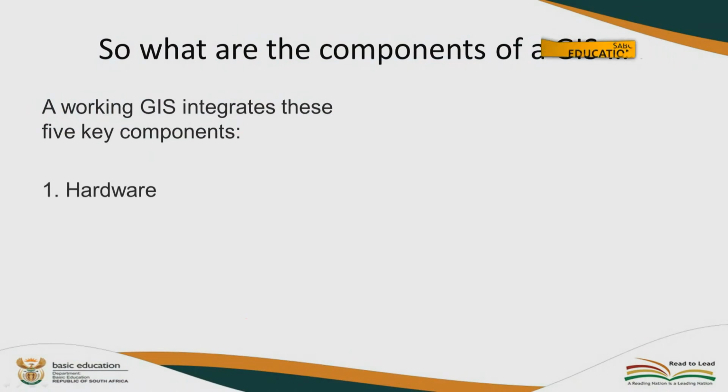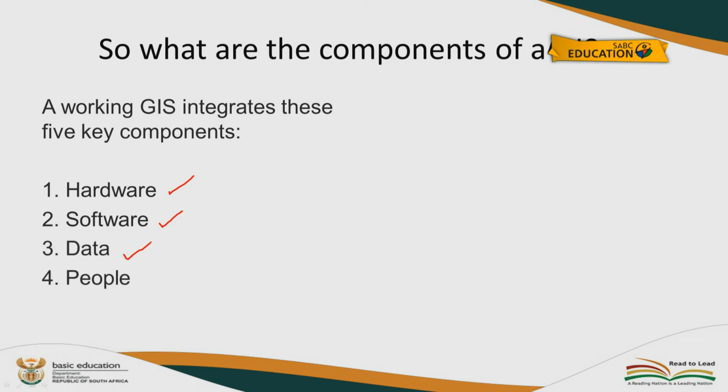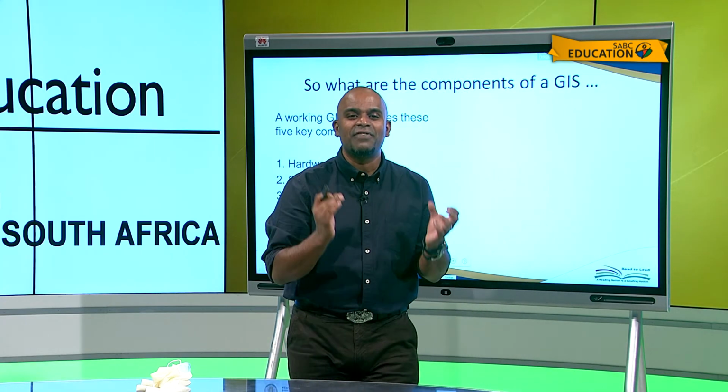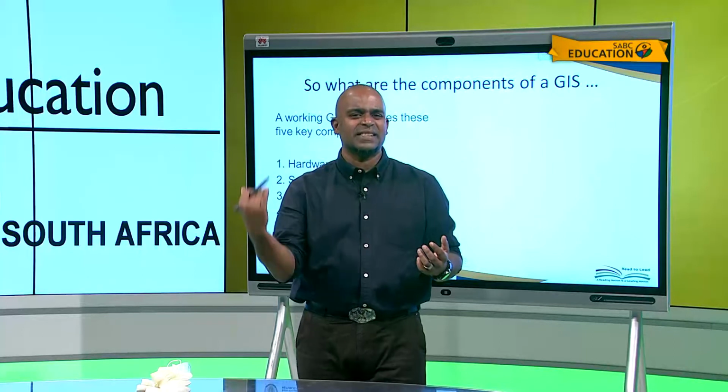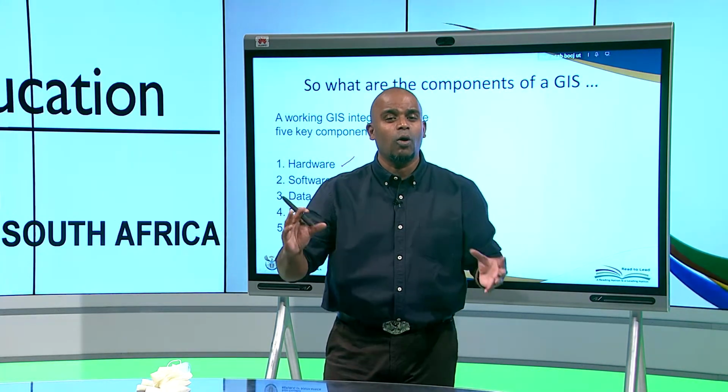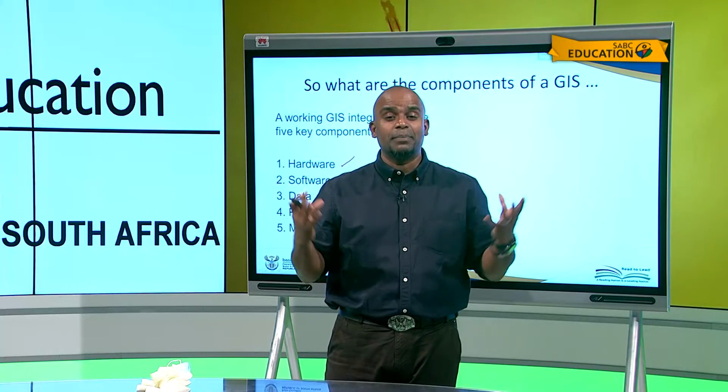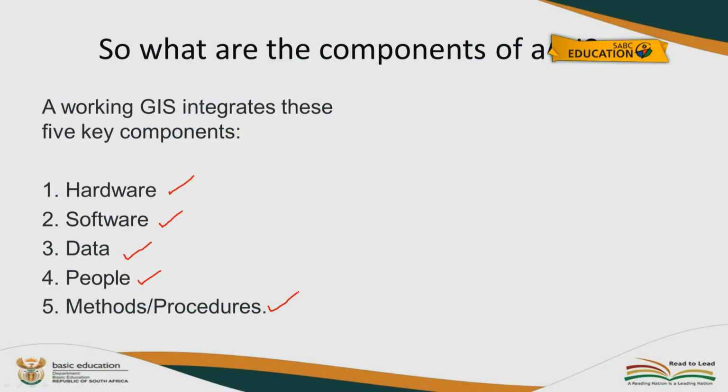The first one is hardware. The second one, software. Third, data. Fourth, people. Fifth, methods and procedures. Now, let's apply this knowledge. This knowledge then brings these components together. What is the hardware? Correct, the devices that we use, be it a tablet, a cell phone, a computer. All these are your hardware, and they represent different ways in which the information or data is being collected.